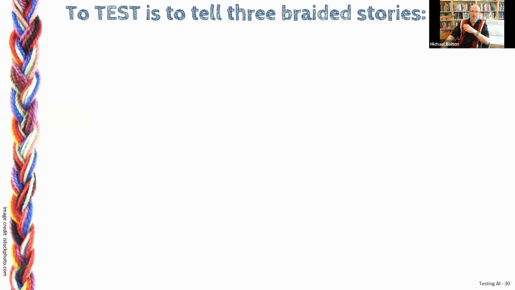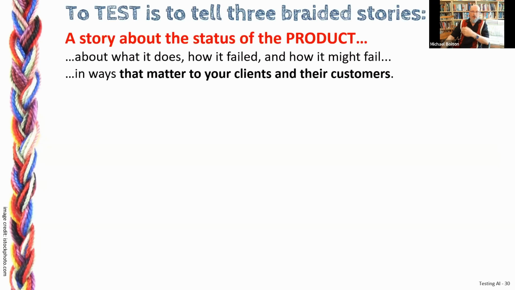So when we're testing, we're telling three stories. A story about the product: what it is, what it does, how it works, how it doesn't work, how it fails, how it might fail in ways that matter to our clients and to their customers. That's a story mostly about bugs and risk.